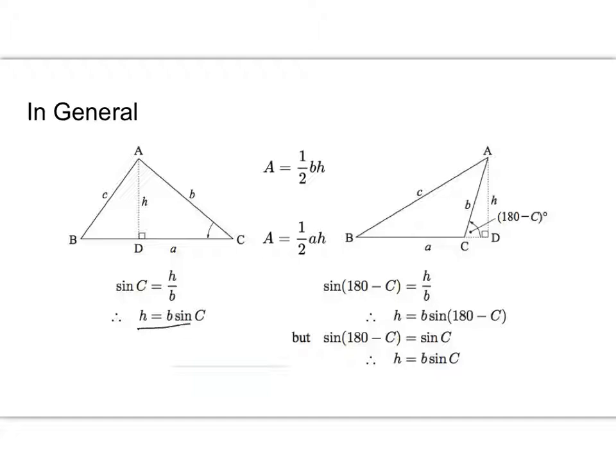So in general, the height is equal to B sine C, and actually whether our triangle is acute or obtuse, because the sine of 180 minus C equals the sine of C. Don't forget to email me your answer. So in general, the area of a triangle ends up being 1/2 A, because it's my base in this case, and B sine C, because that's the height.